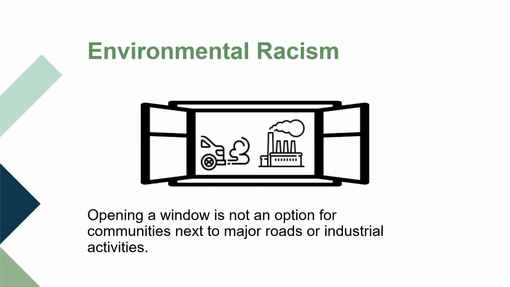Environmental racism. Opening a window is not an option for communities next to major roads or industrial activities, because their outside air is already polluted. So it's hard for them to open a window or door to dilute any indoor air pollution in their spaces. The only thing they can do is use box fan filters or HEPA air cleaners to clean their indoor air.